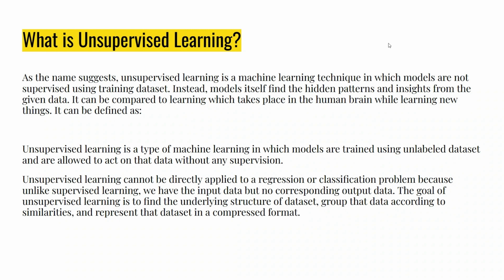Unsupervised learning cannot be directly applied to a regression or a classification problem because, unlike supervised learning, we have the input data but no corresponding output data. The goal of unsupervised learning is to find the underlying structure of the dataset, group the data according to similarities, and represent the dataset in a compressed format.